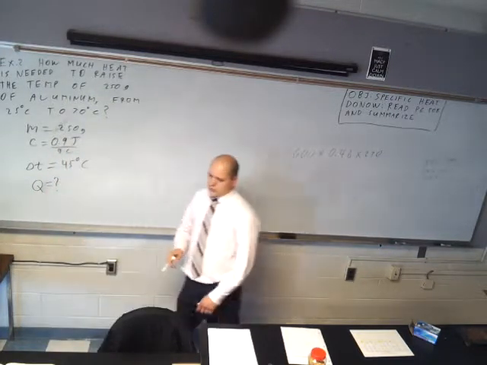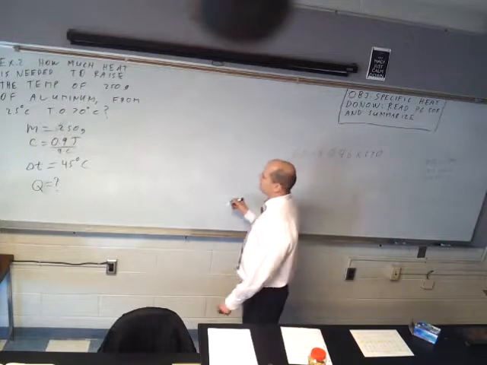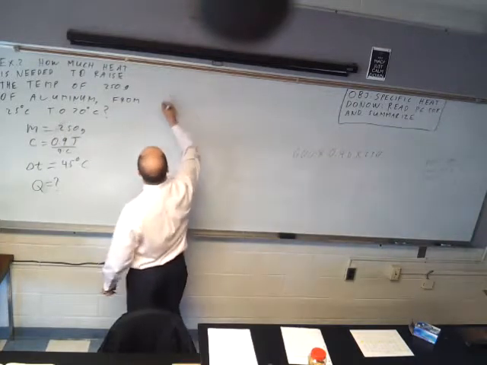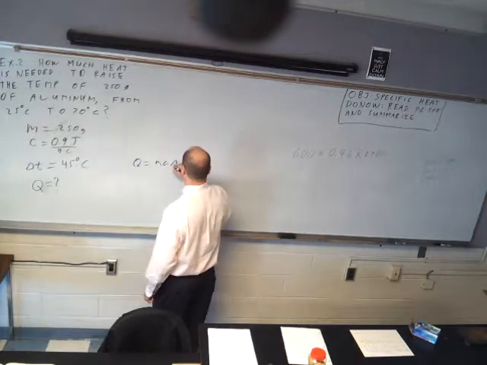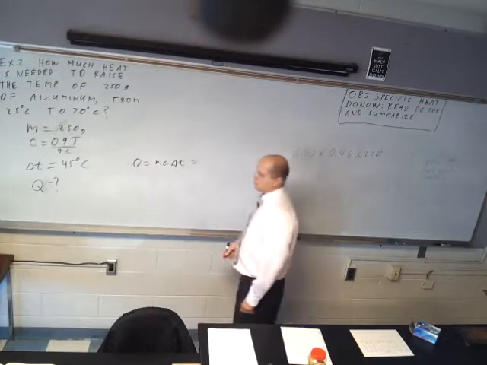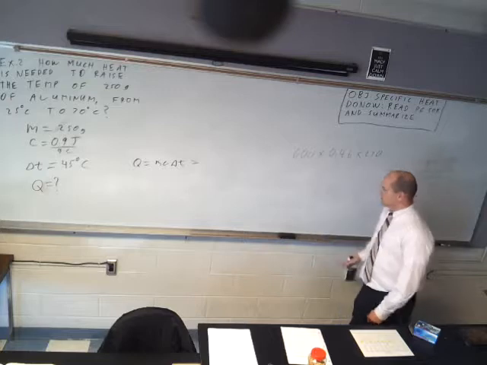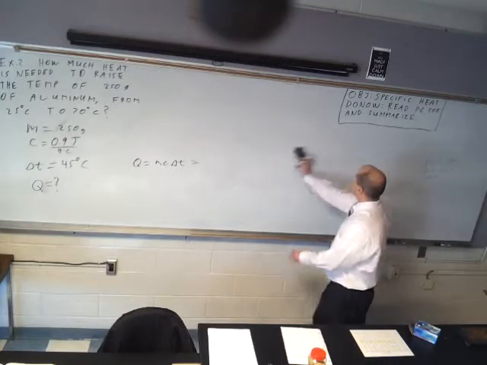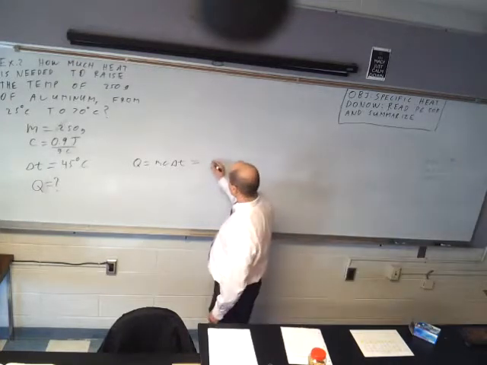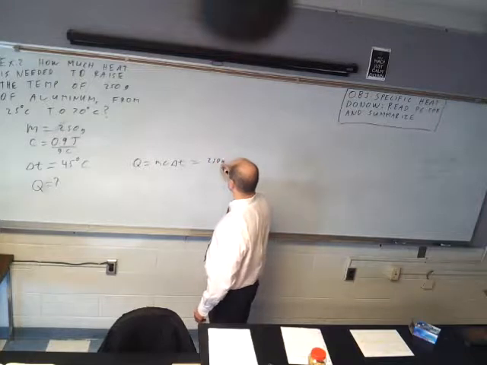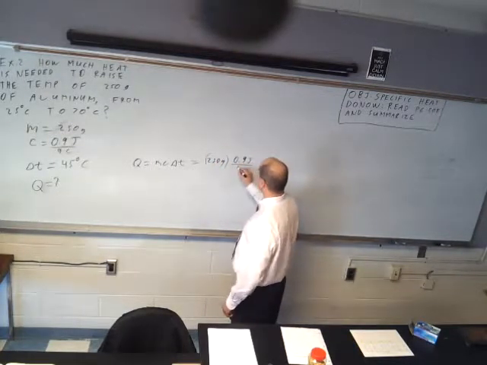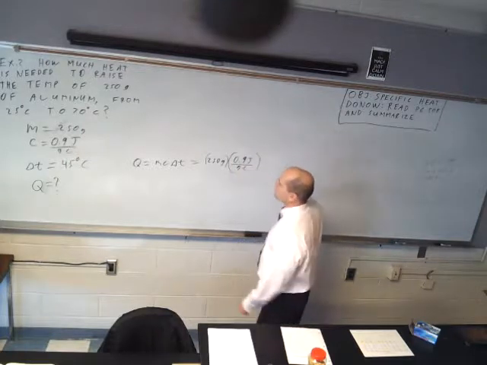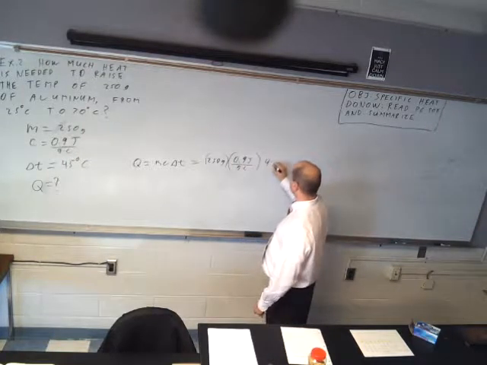And Q is the question mark. All right, so again, write our equation down. Q is MC delta T. And all we got to do is multiply mass times C times delta T. So it's going to be 250 grams times 0.9 times 45.